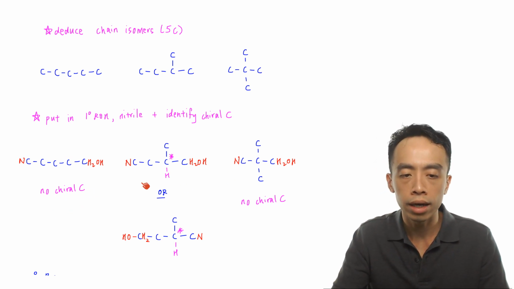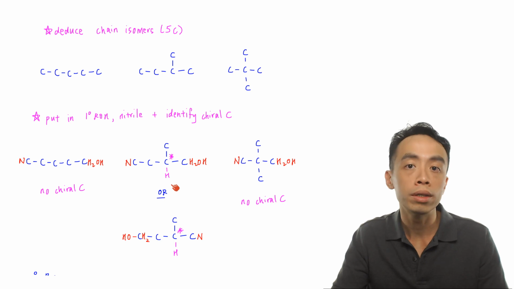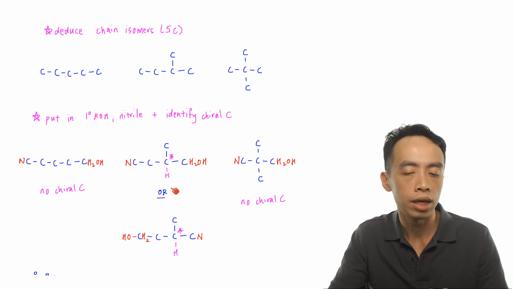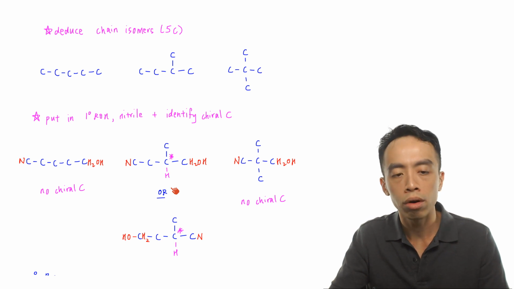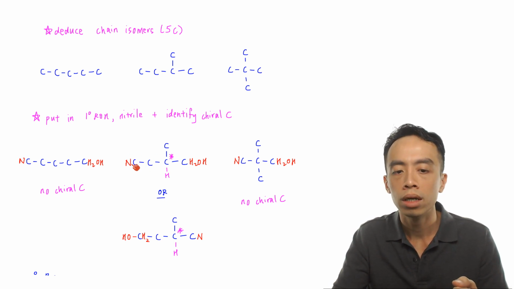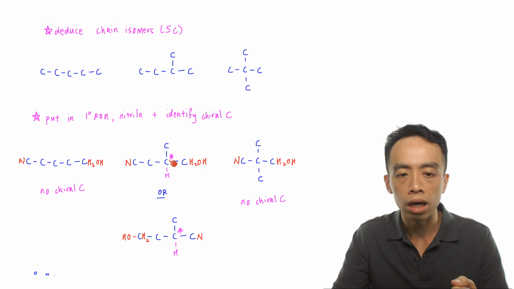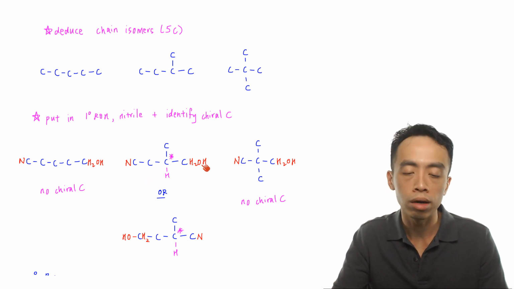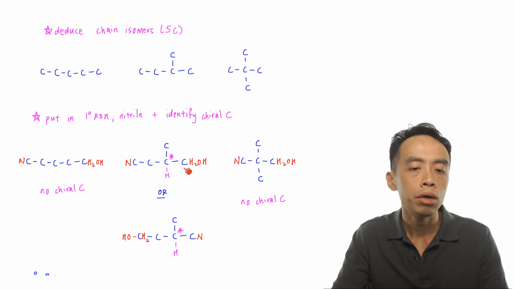Now for the second one, where you have a 2-methyl butane chain, you notice actually there are 2 ways for me to put the nitrile and my primary alcohol. I can put the nitrile here and the primary alcohol here. I have a chiral carbon because this carbon is attached to a methyl group, a hydrogen, this branch here with the nitrile, and this branch here with the primary alcohol. So therefore I have a chiral carbon. So this is very likely to be the answer.